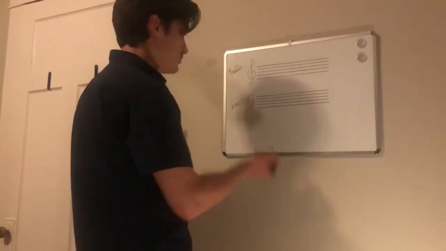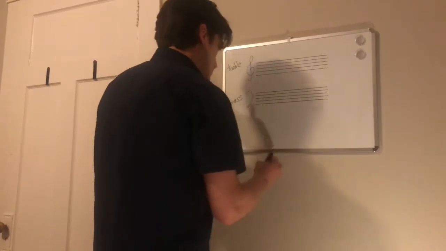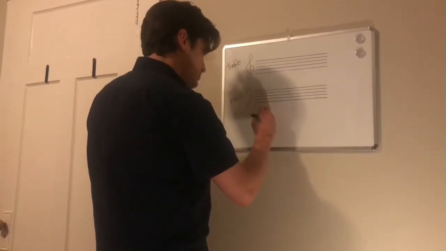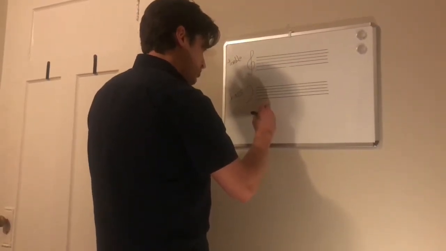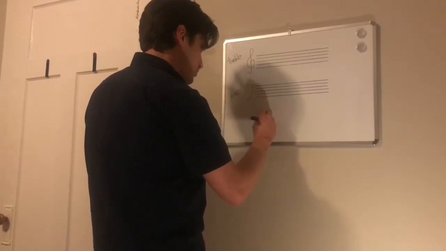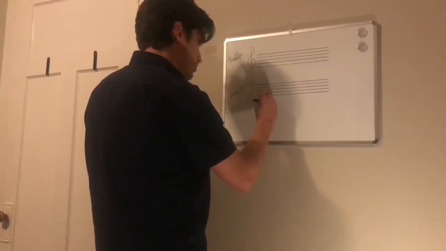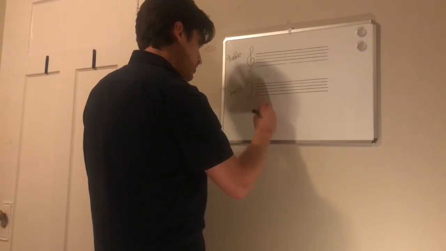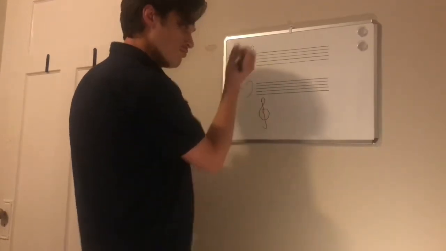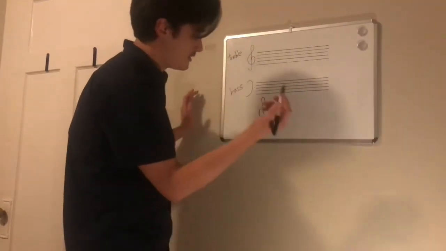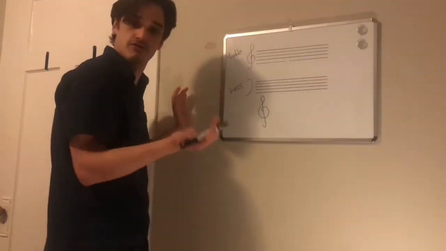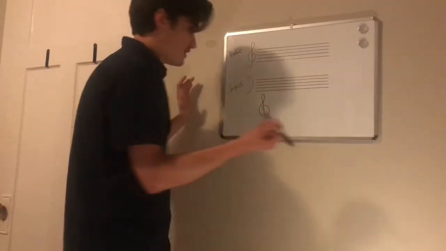When we want to draw the treble clef symbol, we're going to start in the middle here and make a nice big curve, come to the top, and make a little loop, and then come down with a little upward swipe at the end, a little tail on it. Now, I'm not the best at drawing it, but it gets better with time.